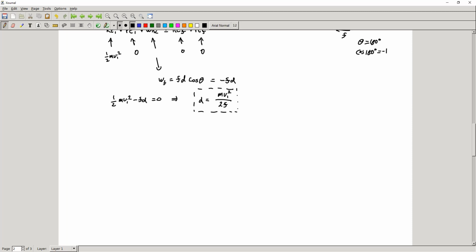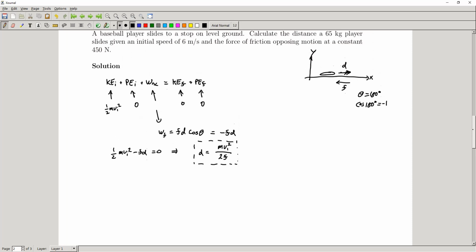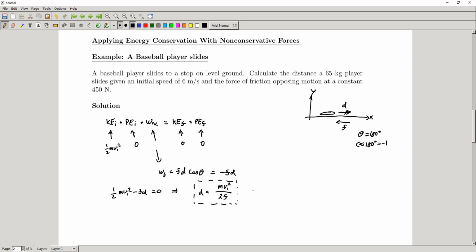We know what M is, so I could substitute in numbers here, but we won't really bother doing all that. Here I could rewrite it one time. So we have 65, then we're going to have 6 squared over 2 times 450. Okay, and if we simplify for D, we're going to find that this player slides 2.6 meters. Okay, so that's our first application.